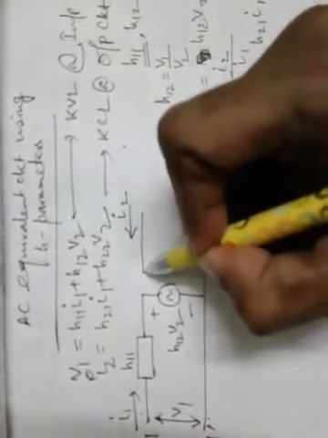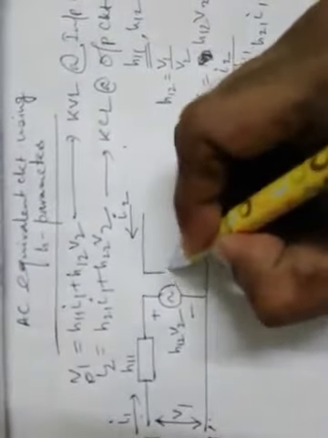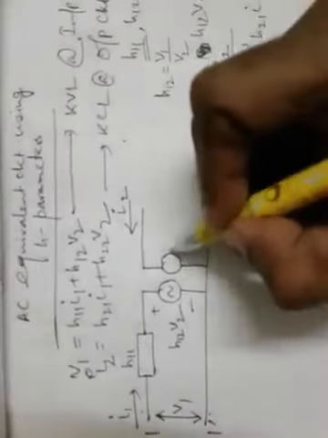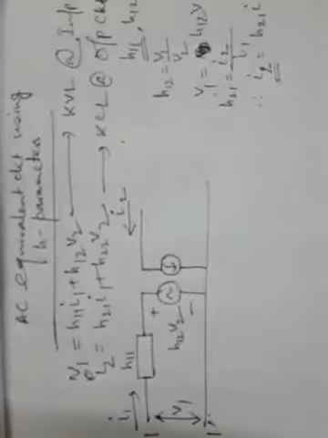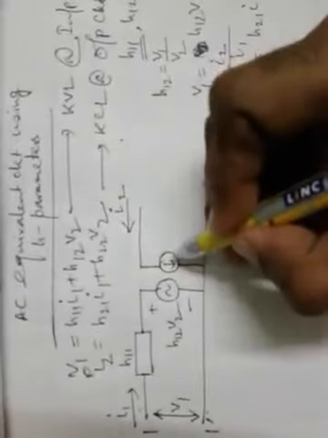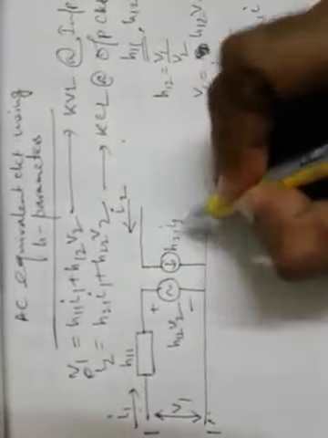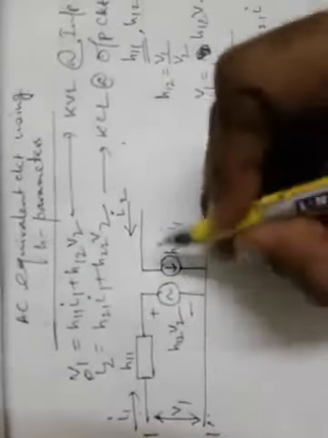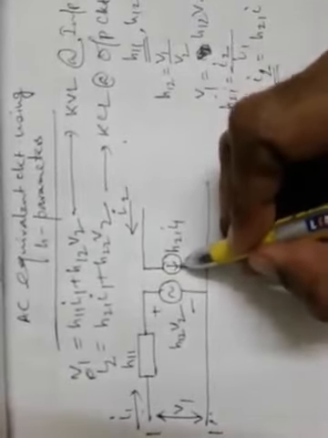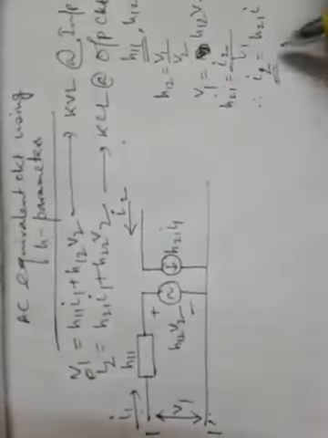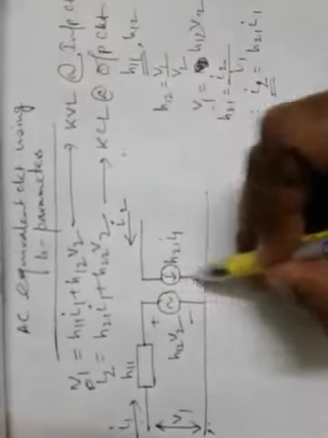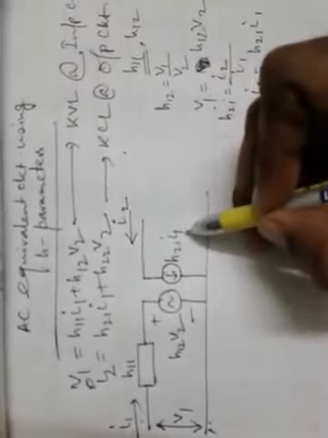So it should be drawn like this, and it is nothing but a current source, and we write H21 I1, which is equal to I2. So I2 is flowing through this. Rather than writing I2 along this current source, we have written H21 I1 because they are equal. That means the I2 flowing from this current source has a magnitude of H21 I1.